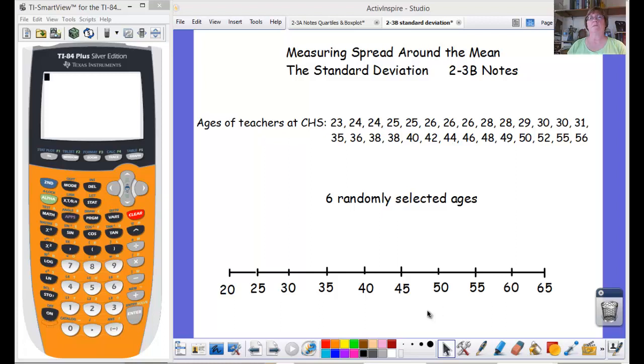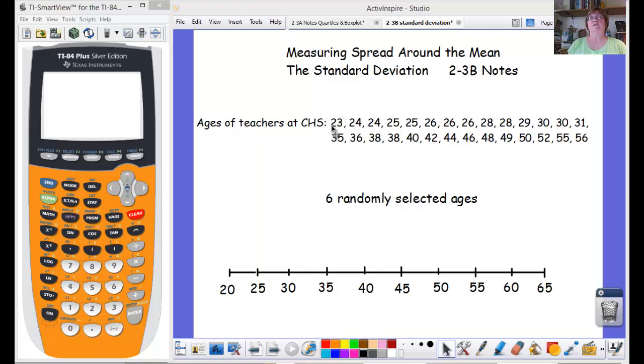Today we're going to talk about probably the most important measure of spread, and that would be the standard deviation. We're going to learn, or remind you, how to find the standard deviation by hand. I believe you've done that in your Algebra 2 class, but we're also going to show you how the calculator can help you and what exactly the standard deviation is and what it means.